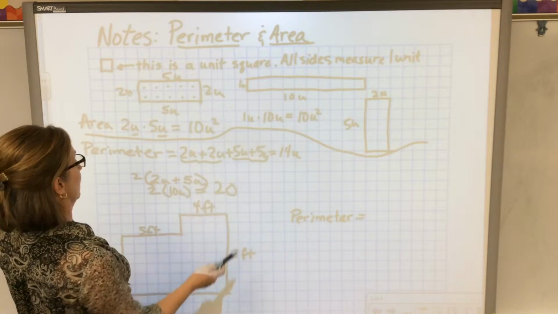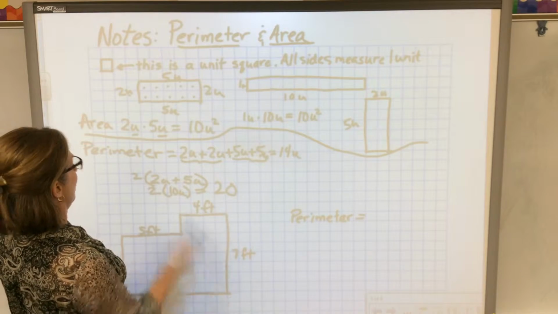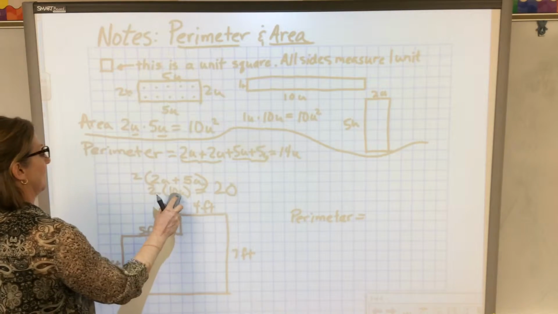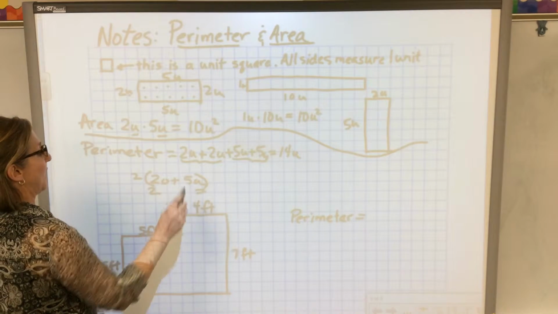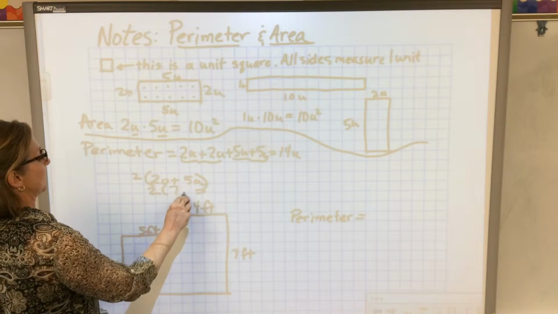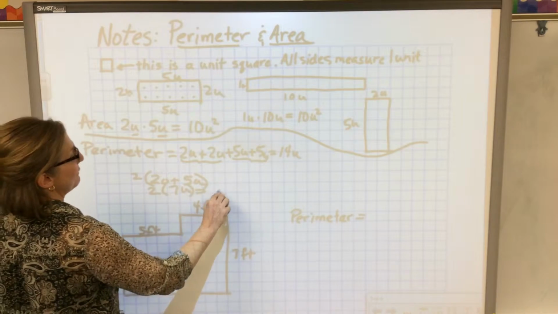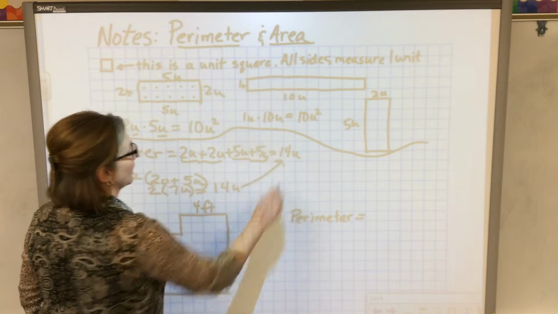Wait a minute, what did I do here? I did something wrong. Oh, that's 7, not 10. I'm multiplying. Wow. Okay. So 2 units plus 5 units is 2 times 7 units. And that's going to be 14 units, which is what I got up here.